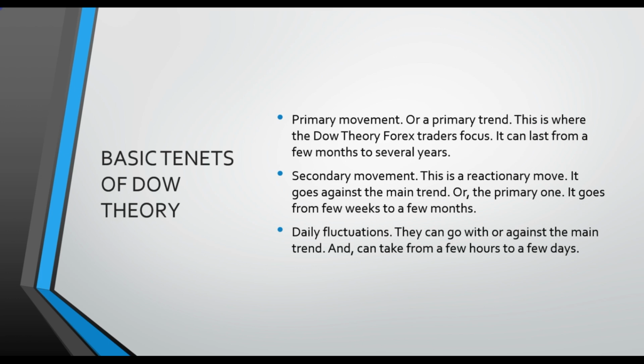The secondary movement, this is a discretionary one. It moves against the main trend or primary one, and it goes for a few weeks or a few months. And then the daily fluctuation, they can go with or against the main trend and can take hours or a few days. Now, this is how Dow explained in 1900. We didn't have online trading. We didn't have computers. We didn't have all this data being fed.